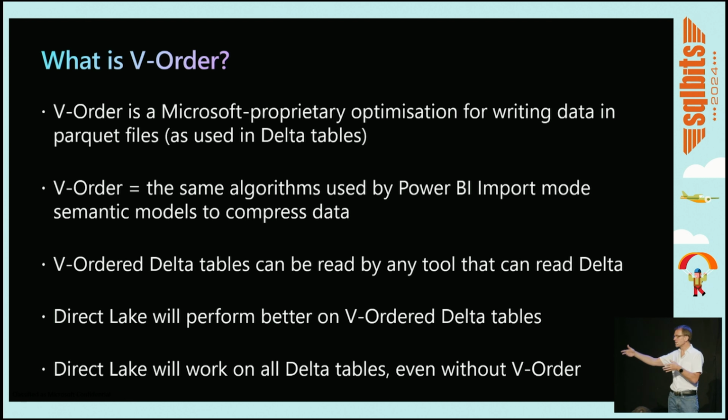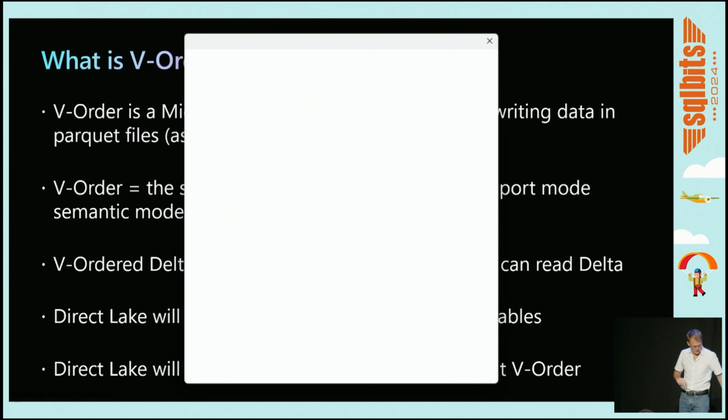If people in the audience are using Databricks, you might be outputting to ADLS Gen 2. You can actually optimize that even further by running a process to apply vOrder. But of course, you have to do it every time it gets rewritten.